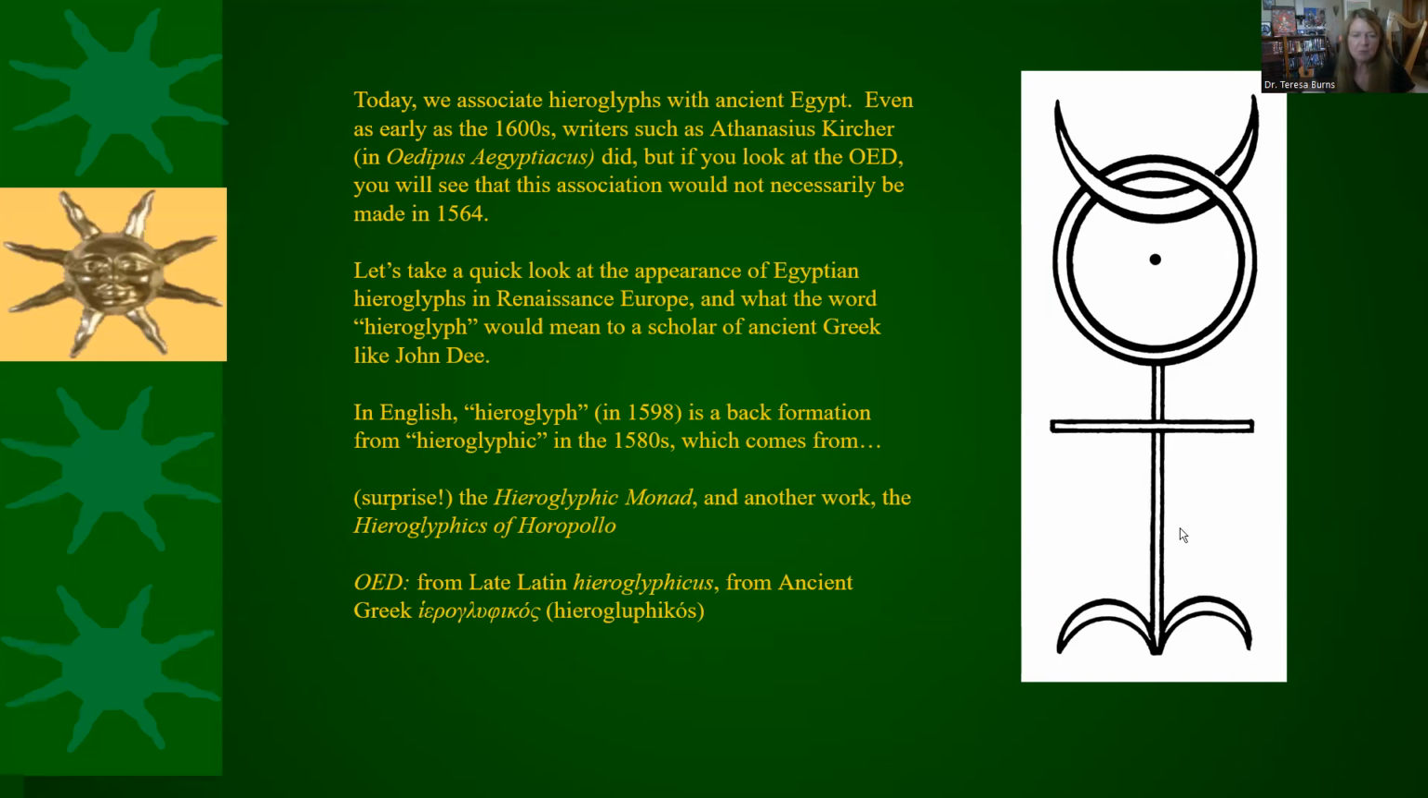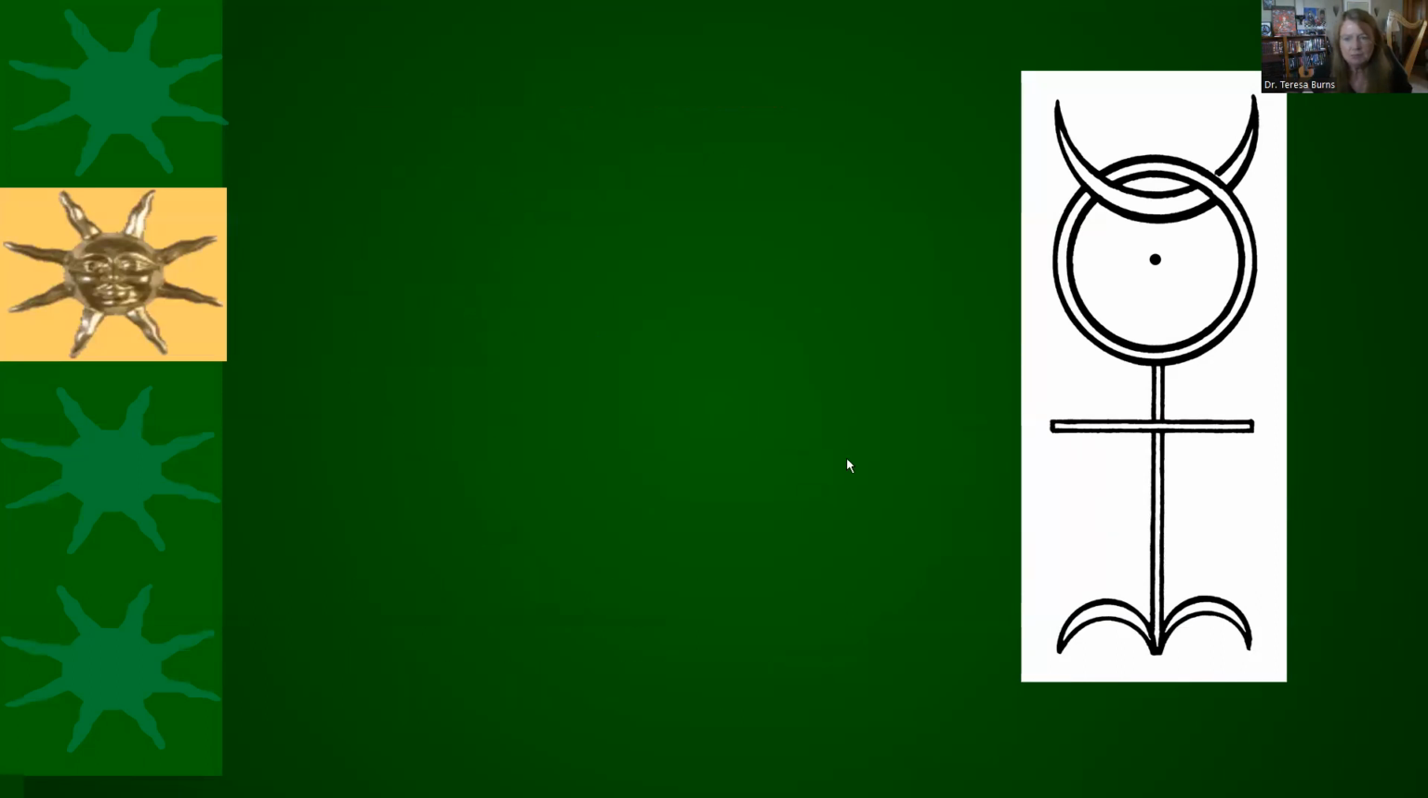It is so strange. So the Oxford English Dictionary will just tell us that the Latin word comes from an ancient Greek hieroglyphikos. So we might ask, does the ancient Greek word refer to Egyptian writing? Because if it did, since Dee is a preeminent scholar of ancient Greek, he might, unbeknownst to anyone, have Egyptian hieroglyphs in mind.